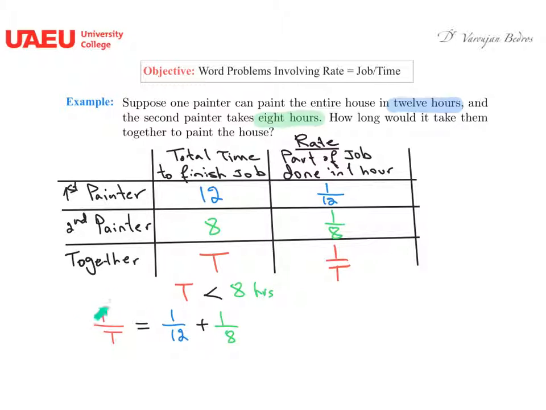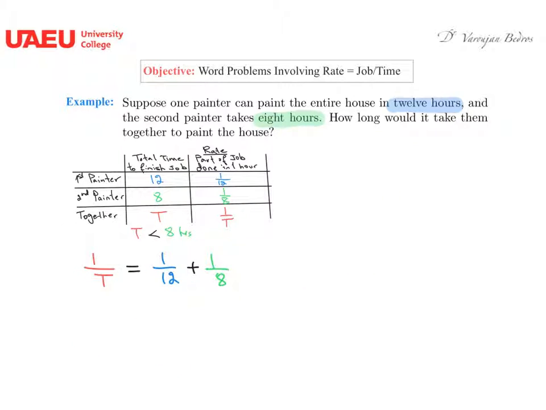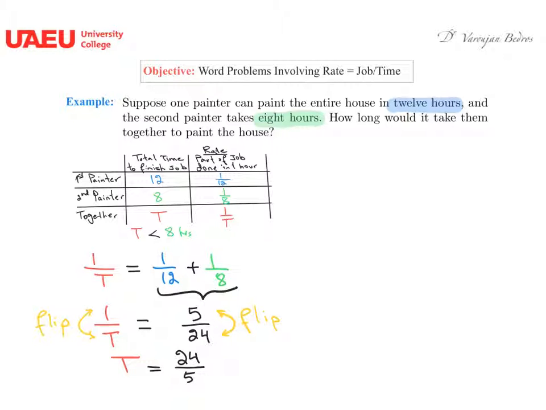We now solve this equation to find T. First, we add these together to get 5/24. Next, we take the reciprocals of both sides to get T equals 24/5, which means the time taken for both painters to finish painting the house is 4 hours and 48 minutes.